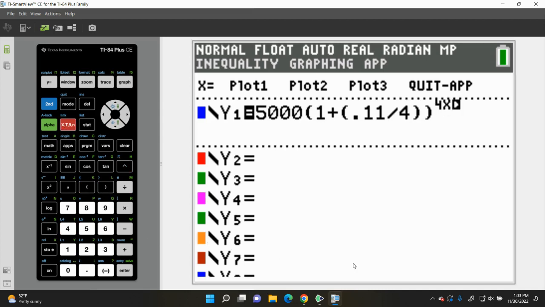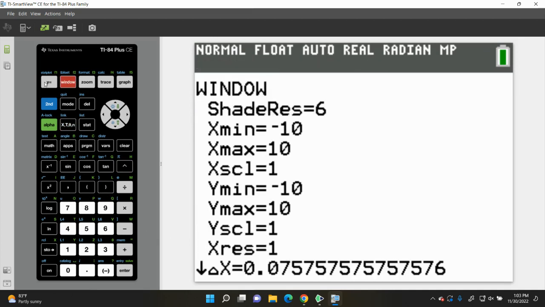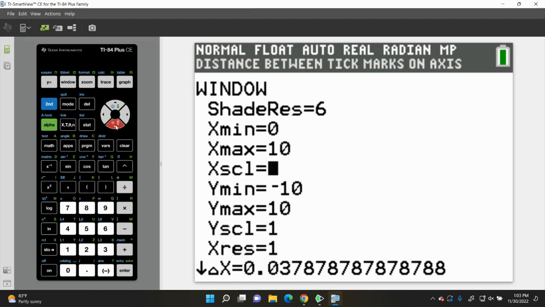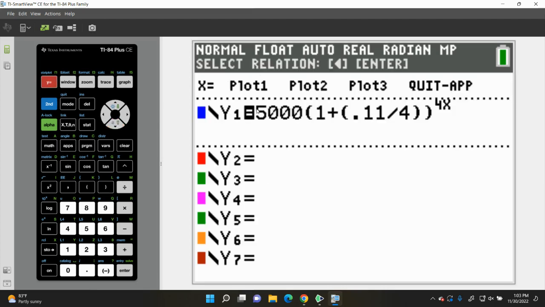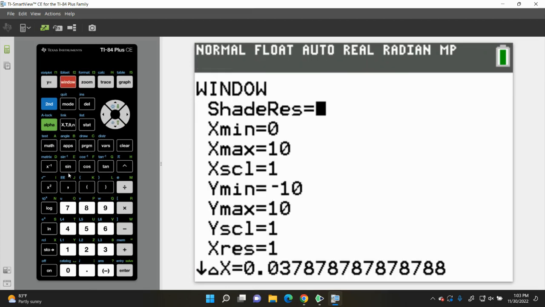We're trying to solve for t. So when I graph this in my window, I'm going to start at 0 because X represents time, and we're not going to have any time less than 0. Y represents the amount of money I have in the account, so I'm going to start at what value? When X is 0, Y will be 5,000. So I'm going to start at 5,000. You could start at 0 if you wanted to.